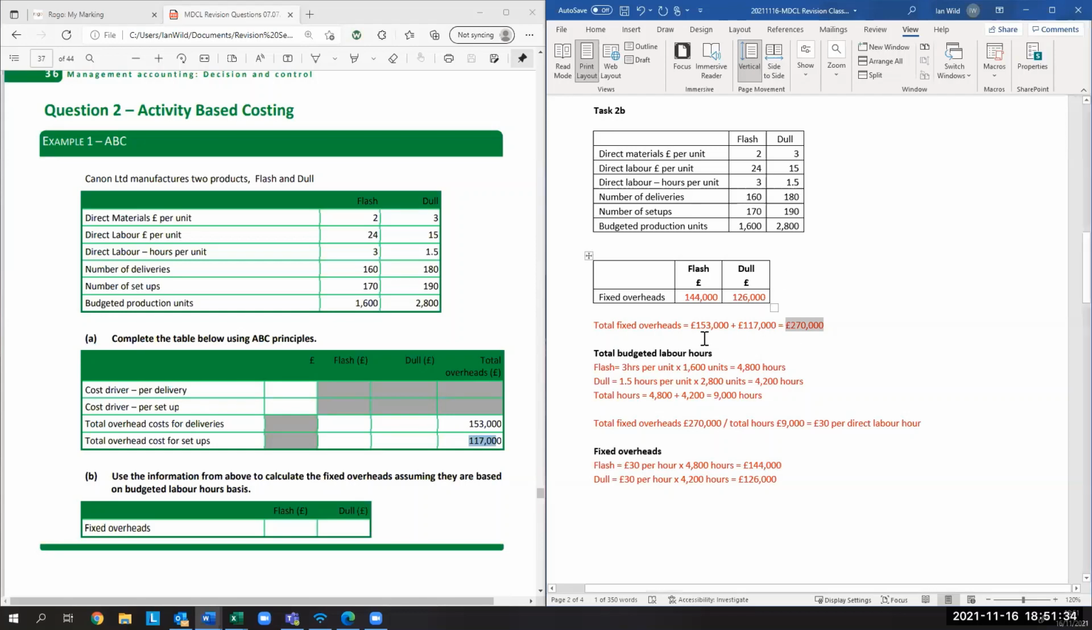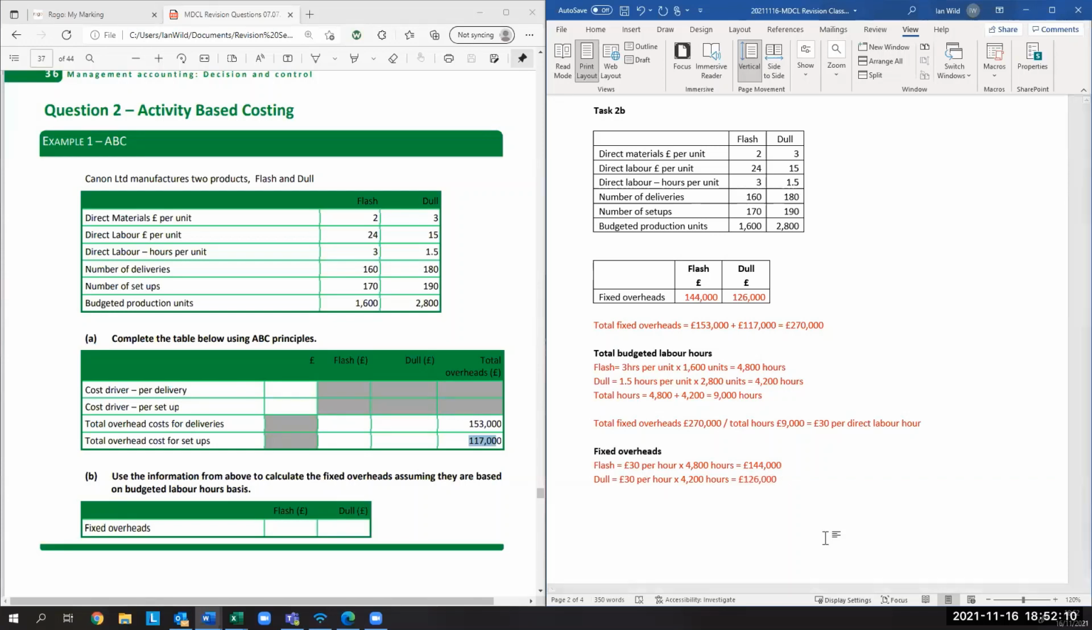A couple of steps again. First of all, work out the total fixed overheads, then work out the total budgeted hours. We can do that by our direct labour multiplied by the number of units, and that'll get us the number of hours that we need. We can then divide the total fixed overheads by the total hours to give us our cost per direct labour hour. We'll then apply that to the number of hours that we worked out for each particular product, and that'll give us the share of the fixed overheads for each of the products.